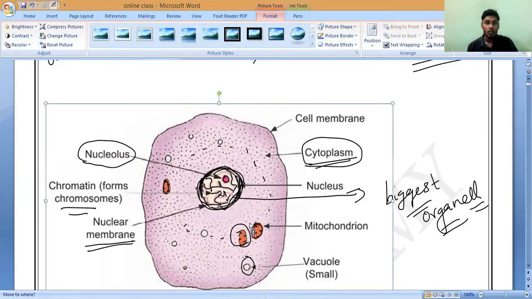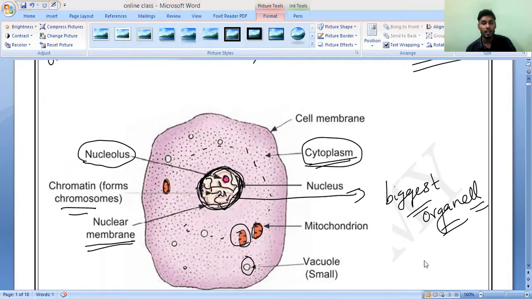So what is the function of mitochondria? Only one function: it provides energy for all the activities of the cell. The energy is produced by the process of respiration, in which the food is broken down by oxygen that has been absorbed, and energy is produced. So every action of the cell gets its energy from mitochondria only. That is why we can say mitochondria is the source of energy.